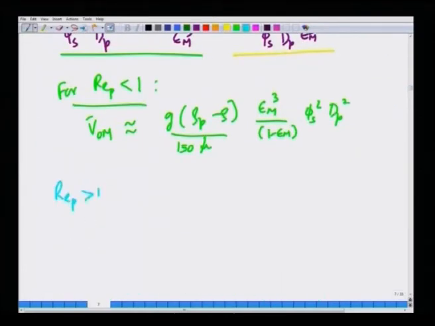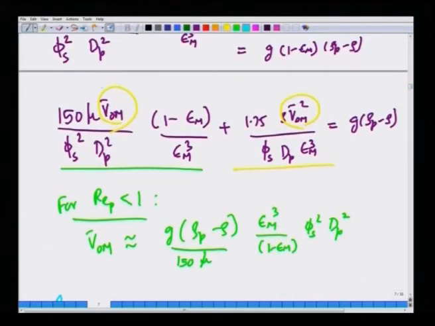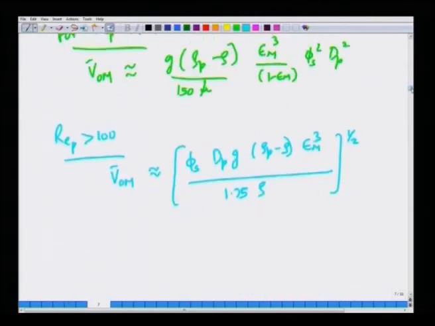For Re_p greater than 100, we will use the second term to balance the right side of the equation to get phi_s d_p g (rho_p minus rho) epsilon_m cubed divided by 1.75 rho, to the power half, because that term has V_om squared. So if you neglect the other term and take only this term, you have V_om squared. You take the square root to get V_om.